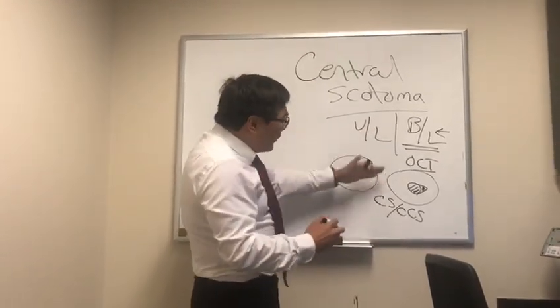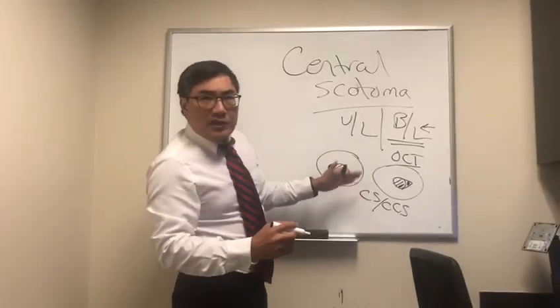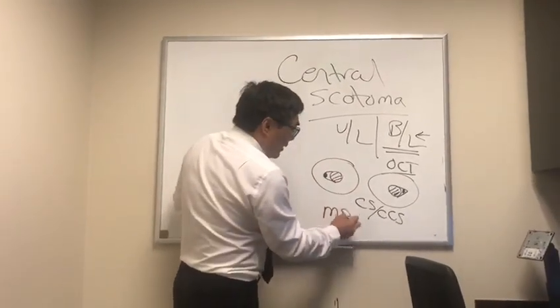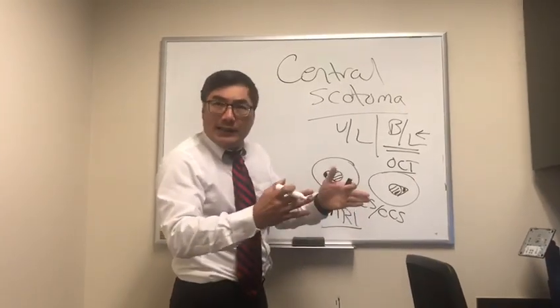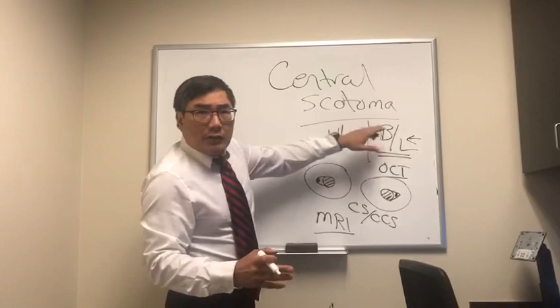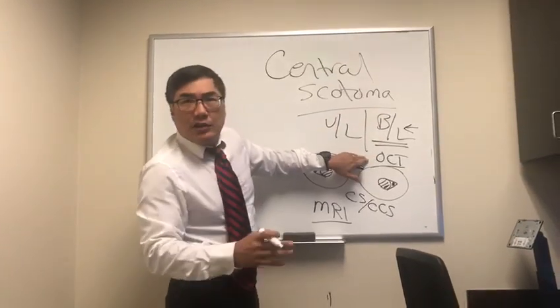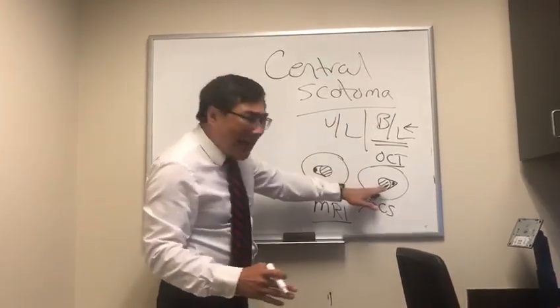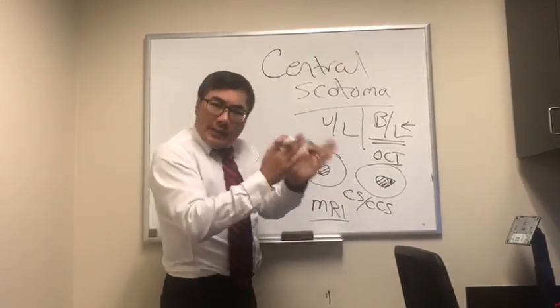And so even though the chance of this being a compressive lesion is low, I usually recommend that we do an MRI of the head and orbit with gadolinium on every patient who has a central scotoma, regardless of whether it's unilateral or bilateral, assuming the OCT doesn't show it's macula. If it's bilateral, then we're thinking about systemic things.